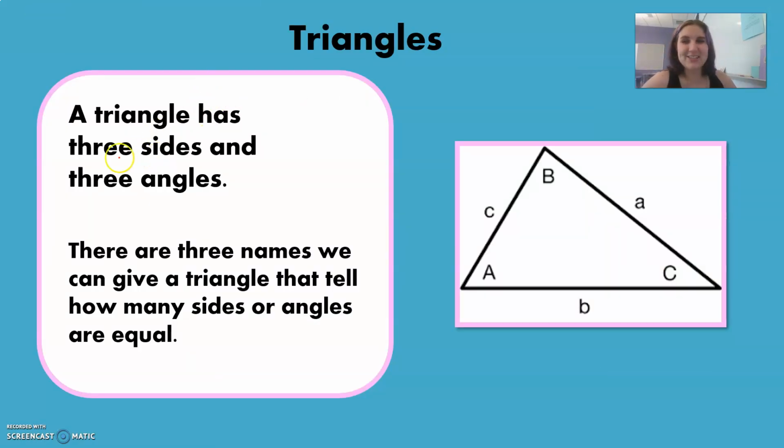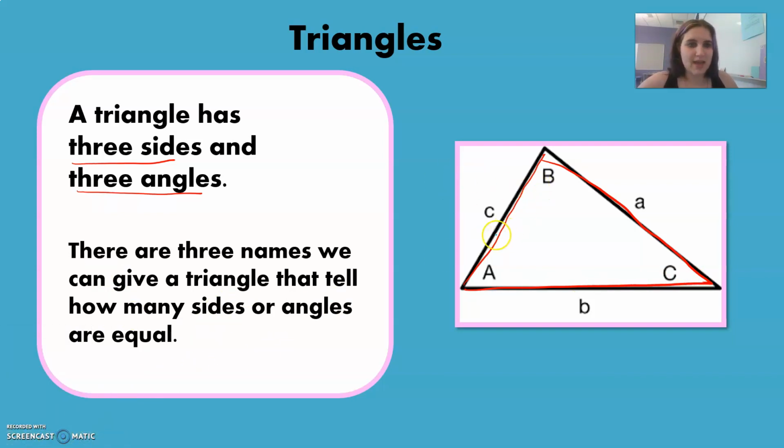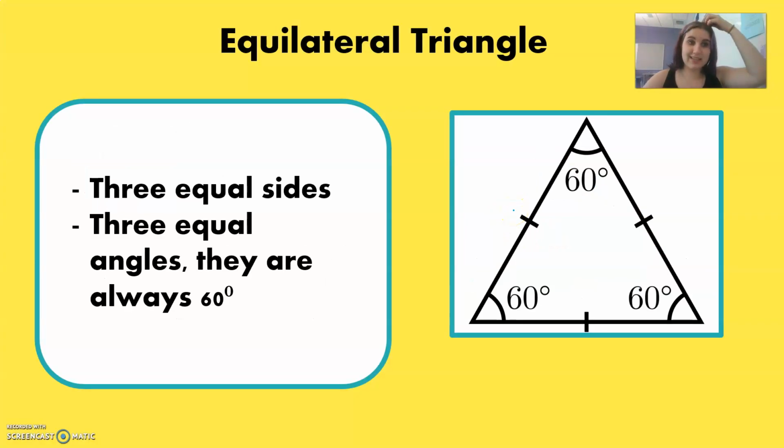A triangle has three sides and three angles. So on my little example here, the three sides are little a, little b, and little c, and three angles, A, B, and C. There are three names that we can give a triangle that tell how many sides or angles are equal. The first triangle is the equilateral triangle, equilateral.